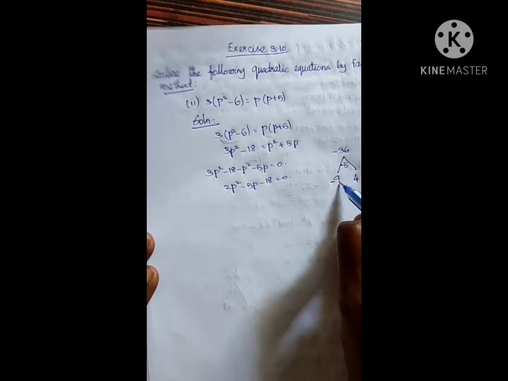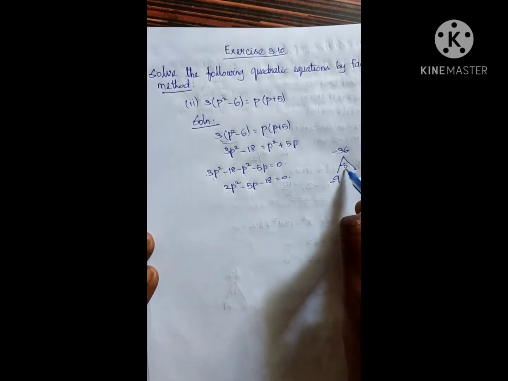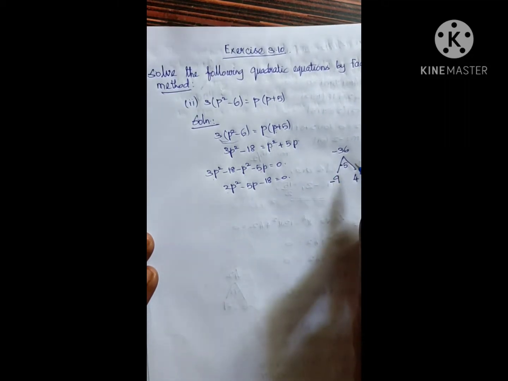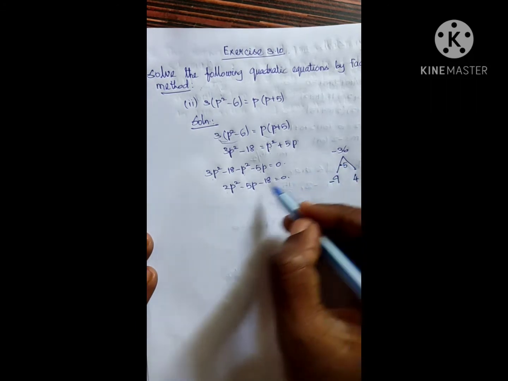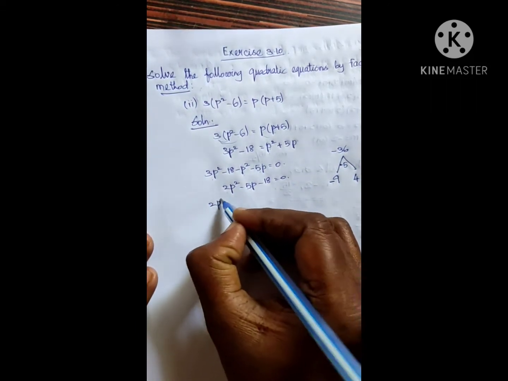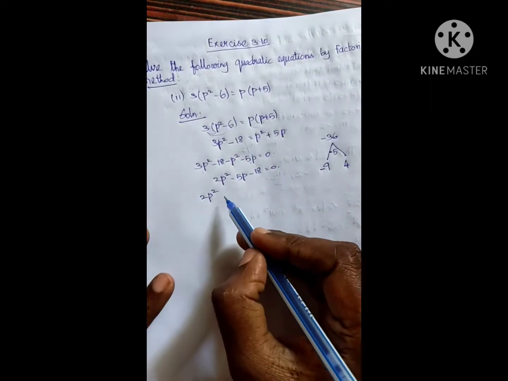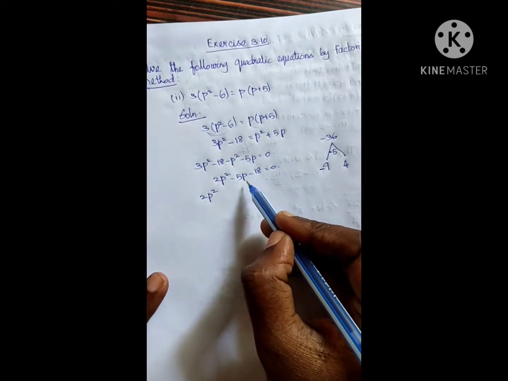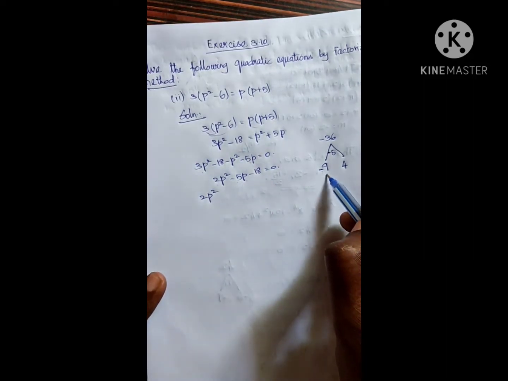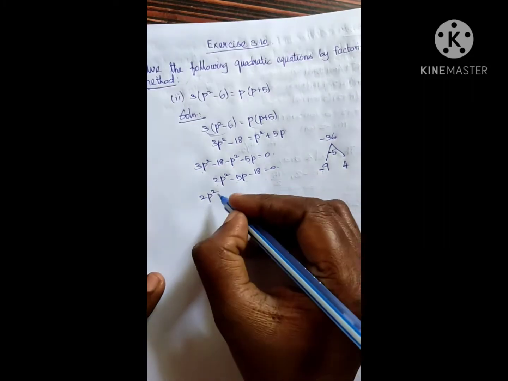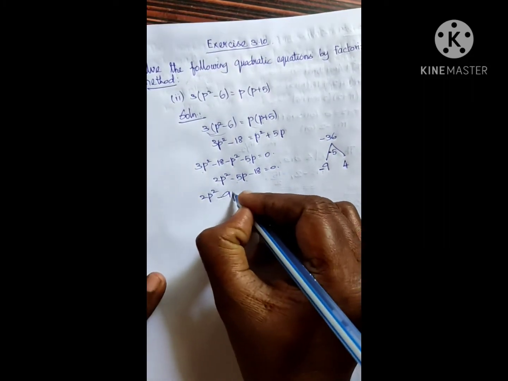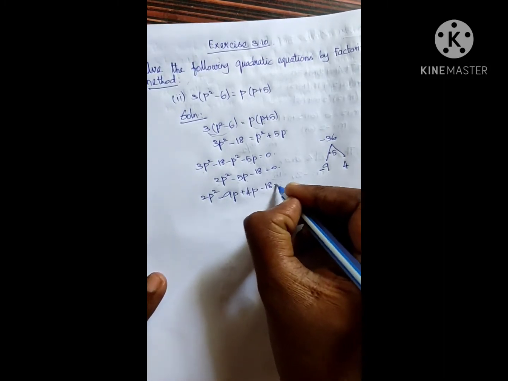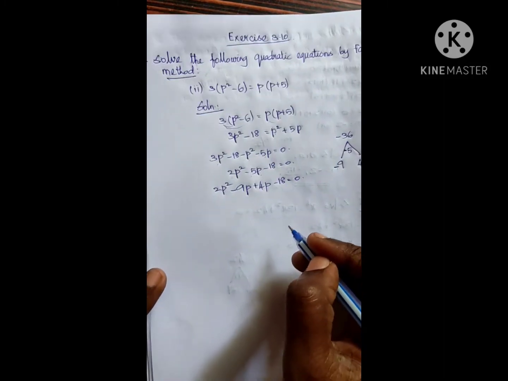The greater number is 9, so 9 minus 4 is 5, and here the sign is minus. So here also we will have the minus sign. So this becomes 2p square, and here minus 5p. Instead of minus 5p, we are going to write minus 9p plus 4p. So 2p square minus 9p plus 4p minus 18 equal to 0.